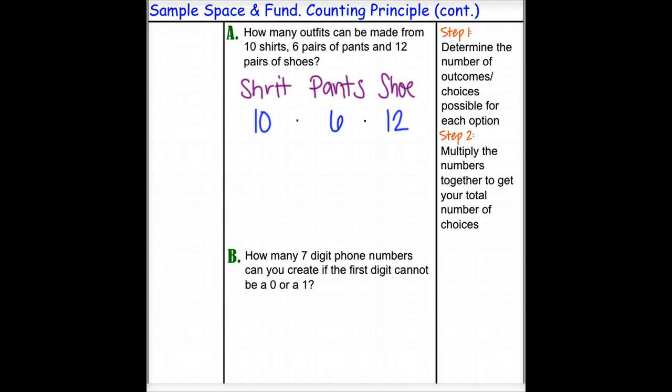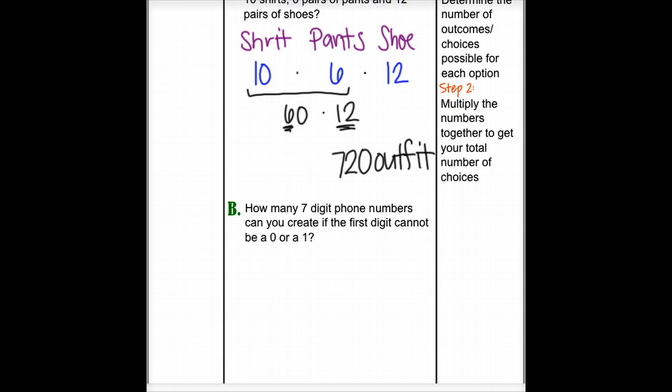I know that 10 times 6 is going to give me 60. And I know that 6 times 12 gives me 72. So I tack a 0 on there, and we have 720 outfit choices. Now, I don't know about you, but I wouldn't want to make a tree diagram for that. That's why this fundamental counting principle comes in handy. Moving on to our next example.